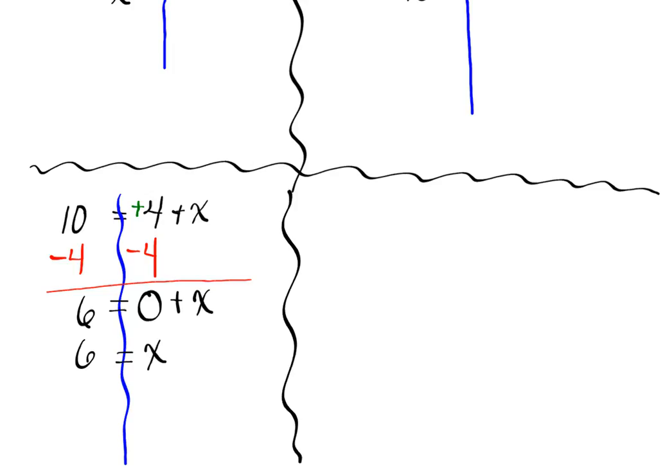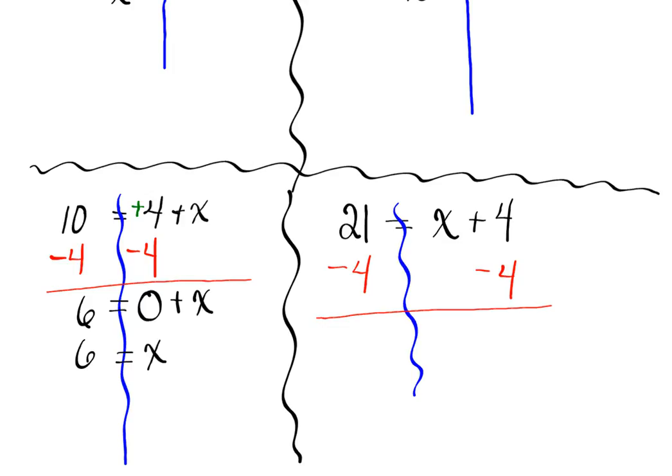Let's try another one. Let's try, I don't know, 21 equals x plus, let's think of a good number, 4. I like 4. I used 4 before. It was nice. Okay, put my line down the middle. Now, I notice I have the plus in front of the 4 already. So it's going to be real easy to just go minus 4, minus 4.